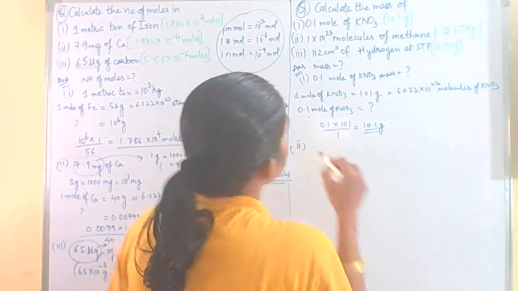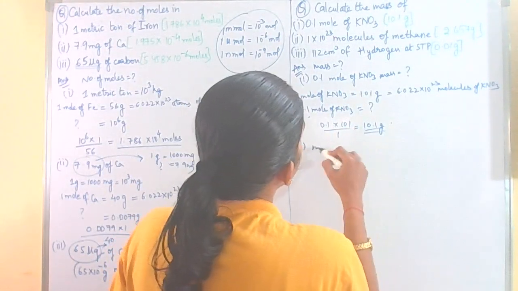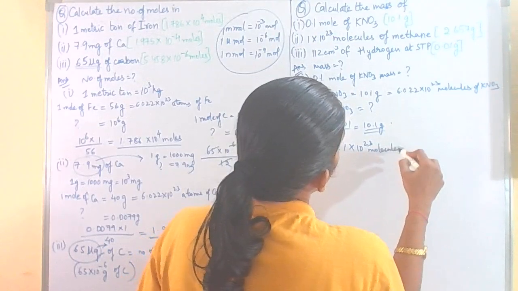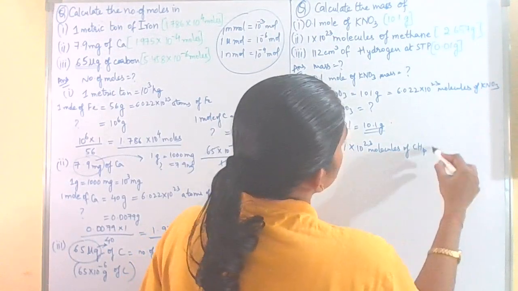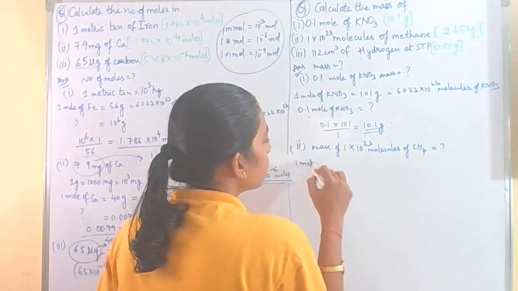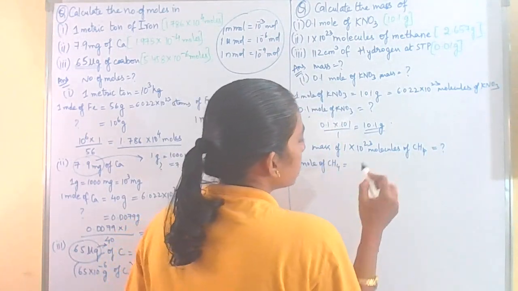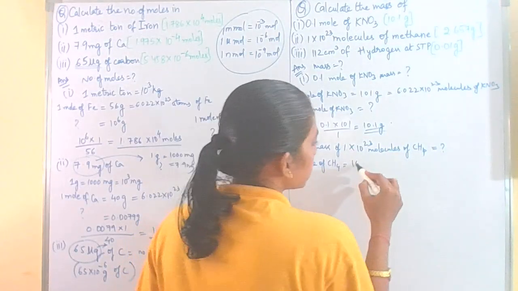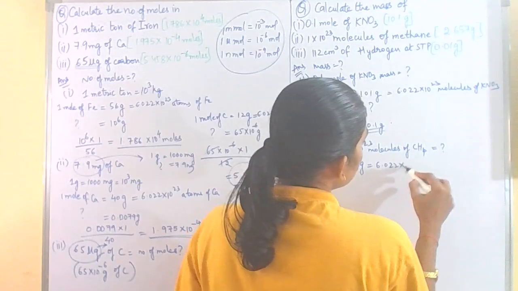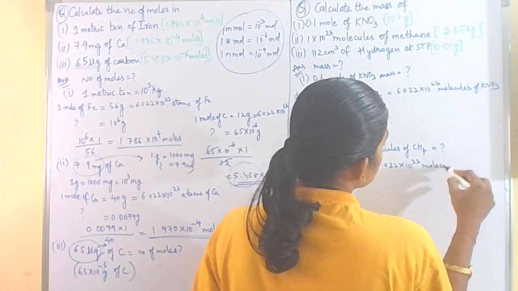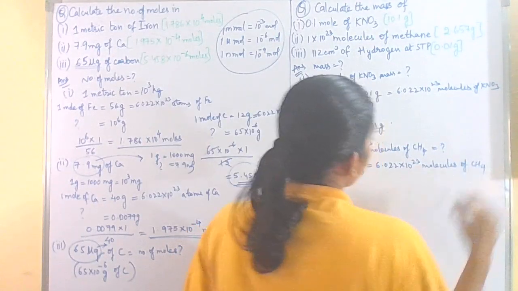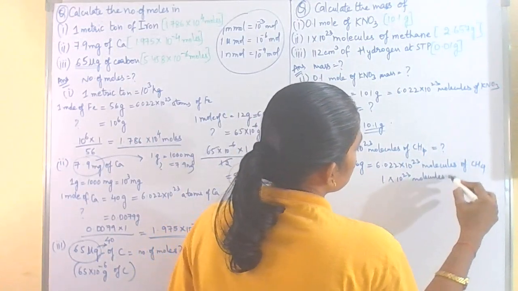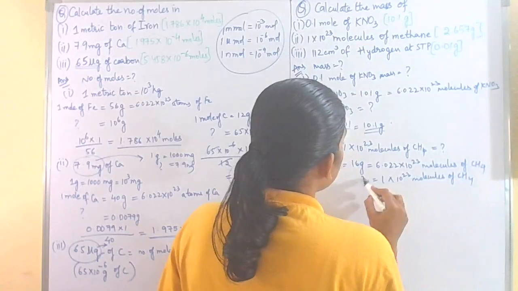Now we'll see the second one. You have to calculate the mass of 1 into 10 to the power 23 molecules of methane. Methane is CH4 is equal to how much? 1 mole of methane is equal to carbon is 12. Its atomic mass is 12 plus 4 hydrogens, 16 grams, which is equal to 6.022 into 10 to the power 23 molecules of methane. Now, 1 into 10 to the power 23 molecules of methane weighs how much?